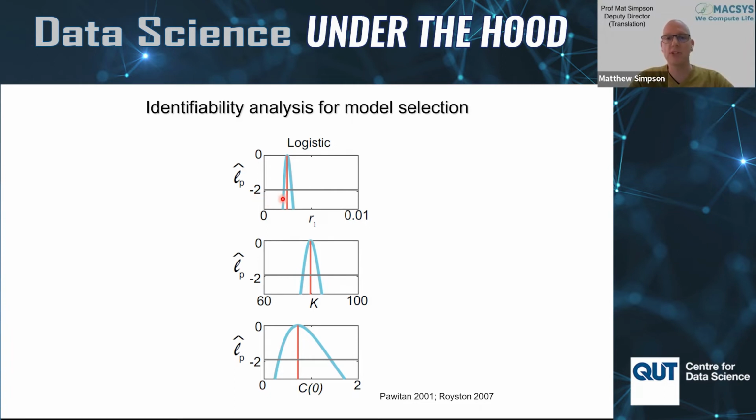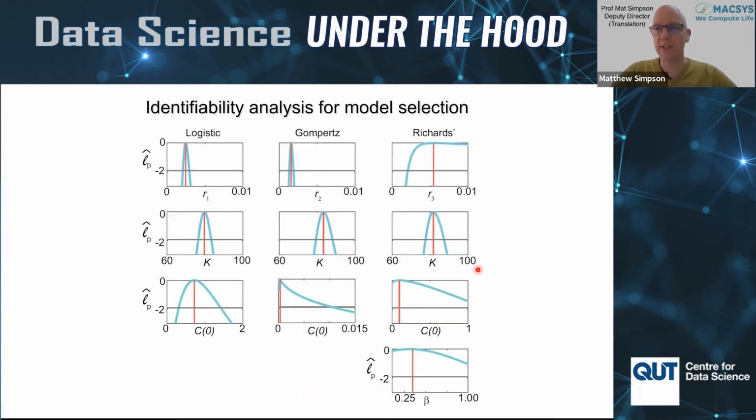I'm showing a threshold that's related to asymptotic estimates of confidence intervals. And when we look at the profile likelihoods here for each of these three parameters, we can see that they're well formed. There's a single peak and the profiles are relatively narrow. And so we've got good confidence in the estimates of these parameters. I can do the same for the remaining Gompertz and Richards models.